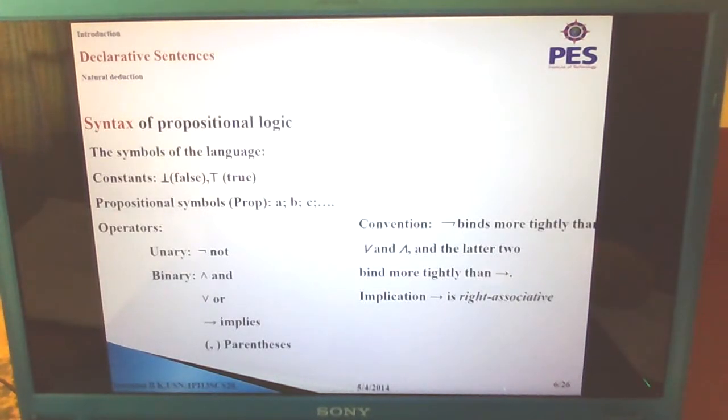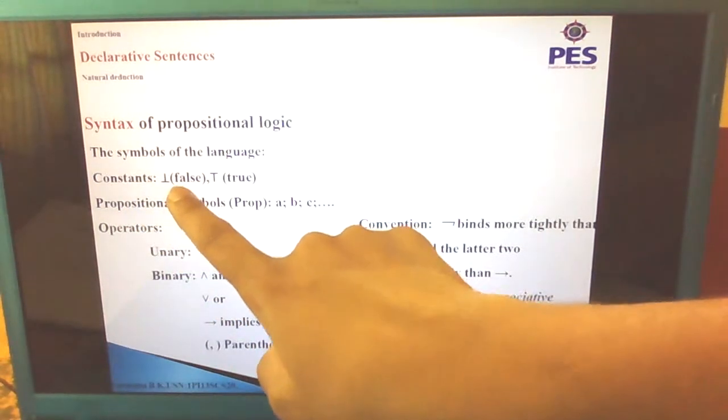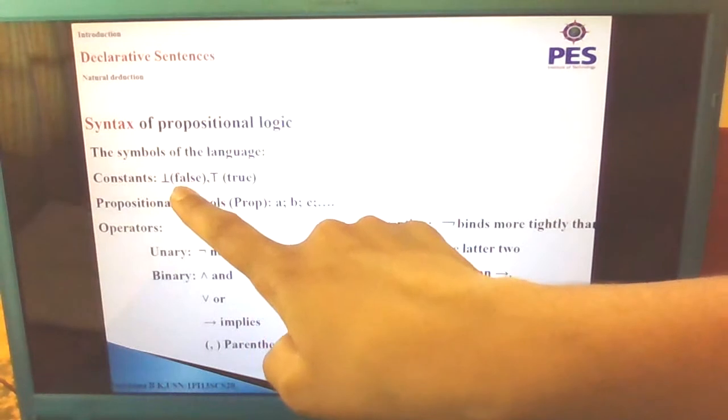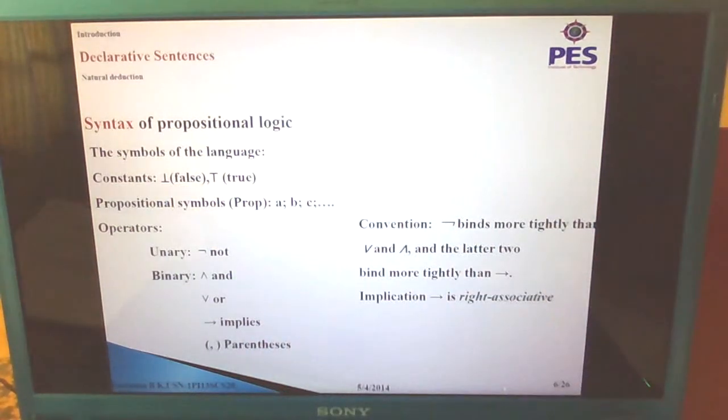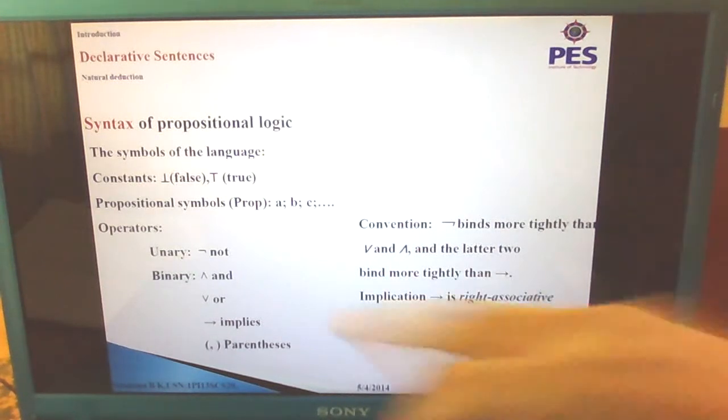Syntax of propositional logic. The symbols of the logic we are using here are for declarative sentences. Some propositional logic constants are the tautology and the contradiction symbols. The first symbol we focus on is the contradiction symbol. Contradiction means suppose we have one expression, and we are going to prove that in all situations that particular expression gives a false value, so that we can conclude it is a contradiction.